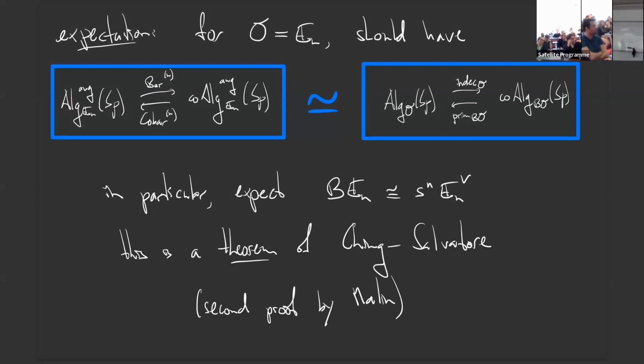So this expectation is true. That's a strong suggestion that this expectation here should also be true. And there's a second, later proof by Connor, who also proved what people now refer to as self-duality or self-Koszul duality of the En operad.